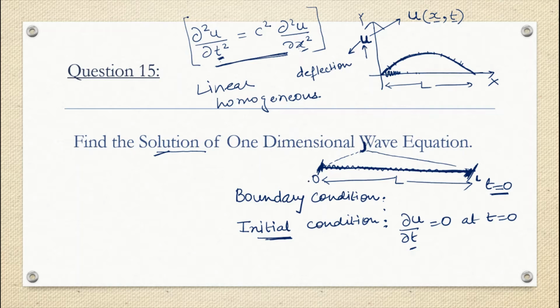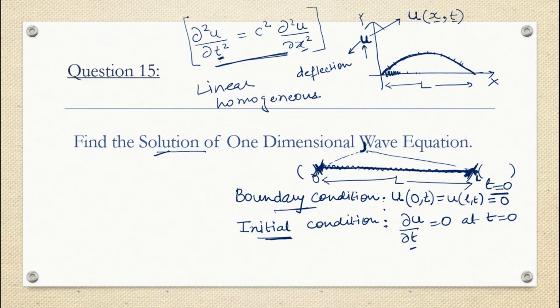Again, what will be the boundary condition? What is happening at these two corners, at these two boundaries? We will say that this u is a function of x and t. When x is 0, and when x is completely L, at any point of time, the deflection will always be 0. That means at these two boundary points we won't have any deflection, right?